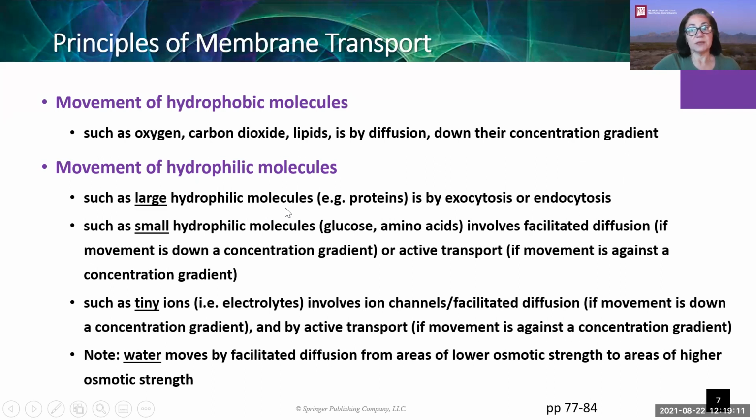If the molecule is smaller than that, something like, for example, glucose or amino acids that we are going to be needing to bring into the cell so that we can make proteins, these can pass through if we make a channel for them, if we make a transport protein. That process of passing through a channel like that, that's what we call facilitated diffusion. If the thing is moving down its concentration gradient.